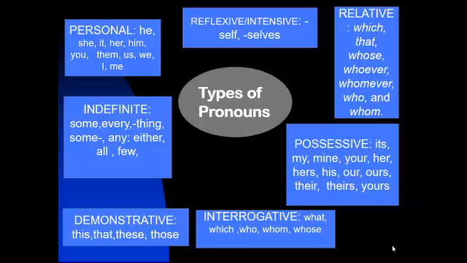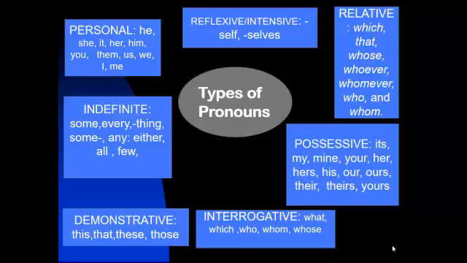Now, the demonstrative pronouns are this, that, these, and those. The interrogative pronouns are what, which, who, whom, and whose. The possessive pronouns are its, my, mine, your, her, hers, his, our, ours, their, theirs, and yours. The relative pronouns: which, that, whose, whoever, whomever, who, and whom.